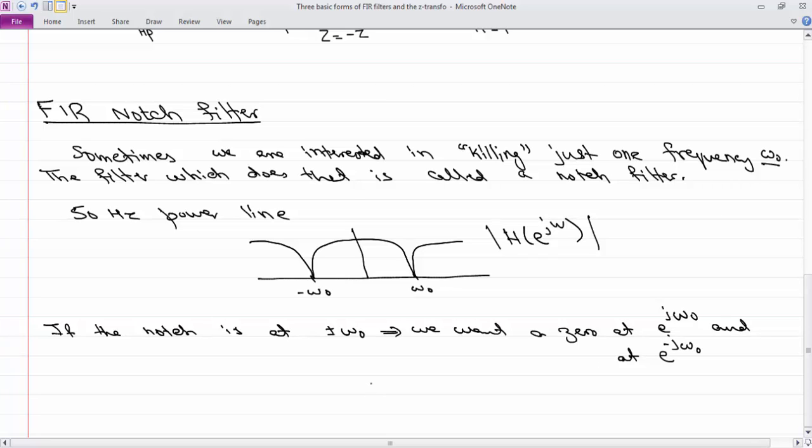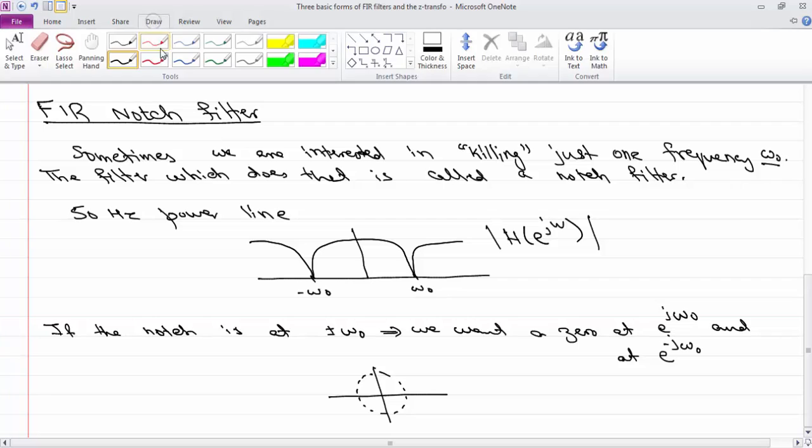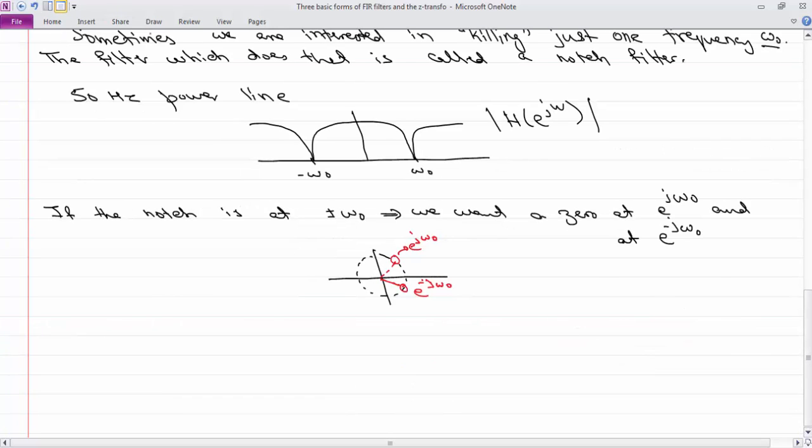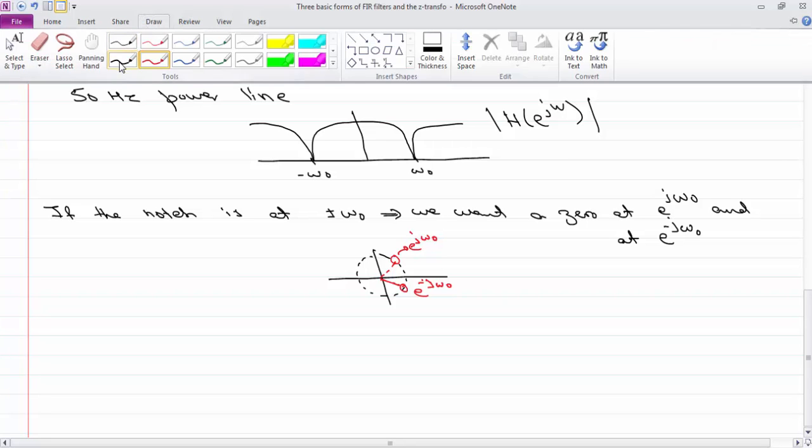So if the notch is, for example, at pi by 4, you want a zero at e to the j pi by 4 and e to the minus j pi by 4. Okay. So a typical notch filter, or the simplest notch filter, is one which has a zero on the unit circle. This is the location e to the j omega naught, and it has a zero at e to the minus j omega naught. And you say it's a notch filter with a notch at omega naught frequency. Now, what will the filter look like in the time domain? What's the impulse response of this filter?